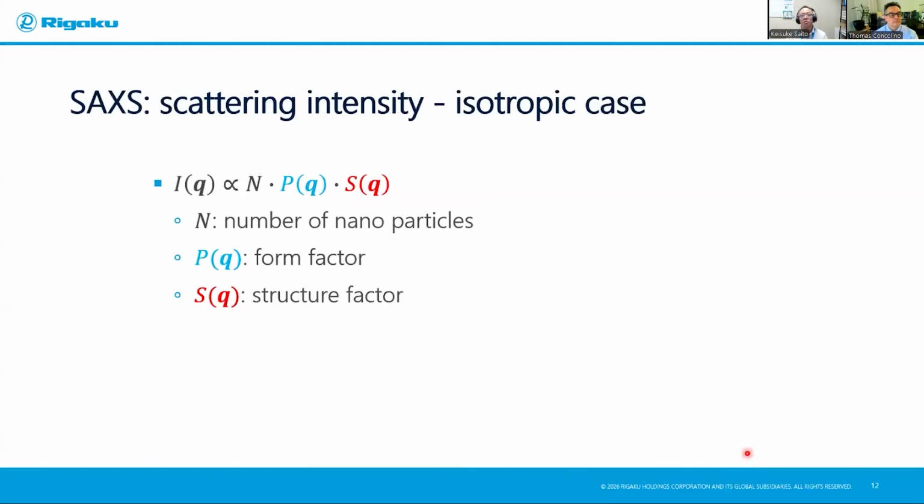All right, so what is the scattering intensity in SAXS? Let's think about the isotropic case. The scattering intensity I, in terms of the scattering vector Q, is proportional to N times P(Q) times S(Q). N is the number of nanoparticles in your sample. P(Q) is called the form factor. S(Q) is called the structure factor.